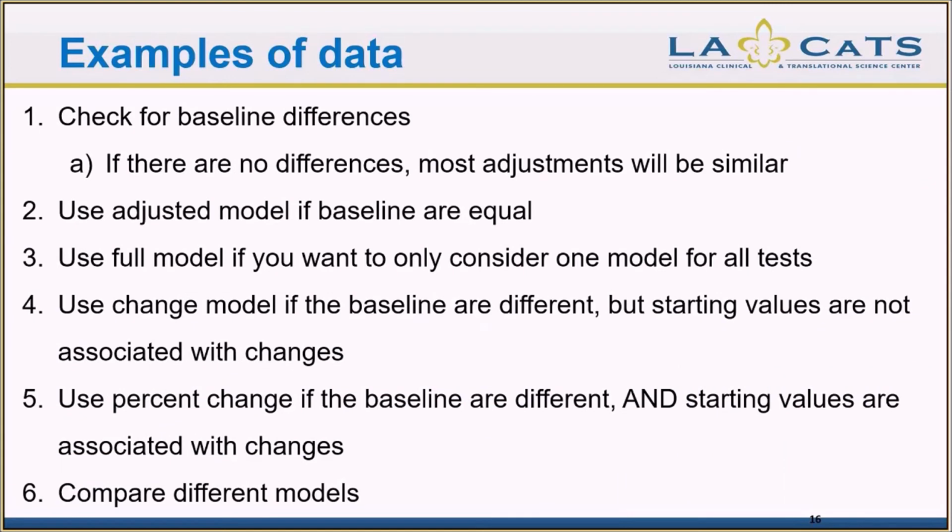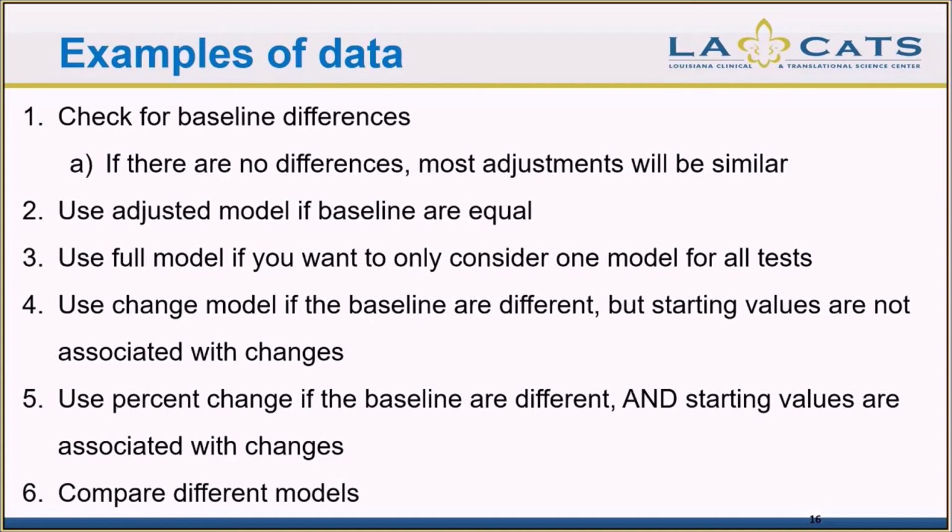So now that we've gone through all the examples, I want to wrap it up a little bit and talk about which models are better where, and what you should generally do when you're thinking about what models to use. So we always want to look for baseline differences. If there are no differences, most of the adjustments will be similar, so it doesn't really matter what models we use.